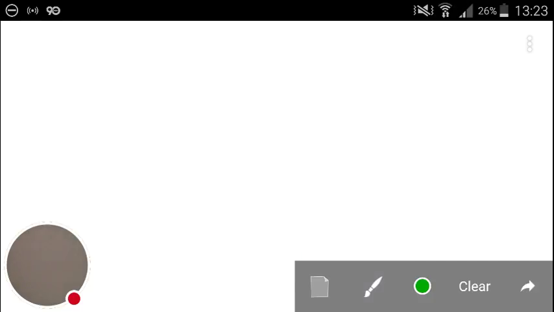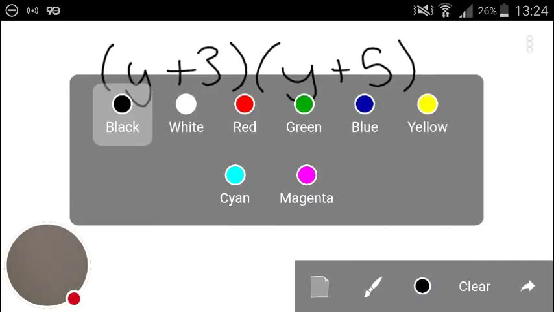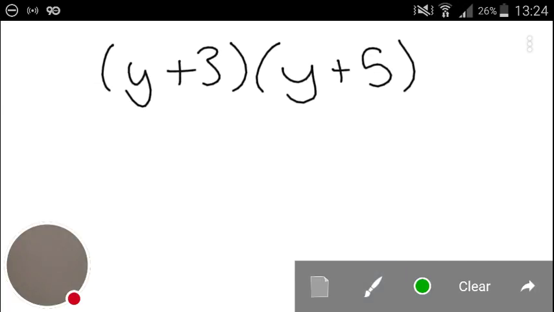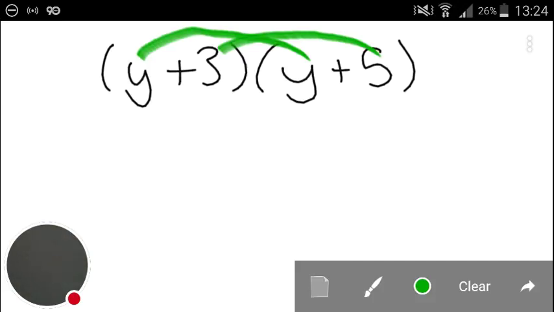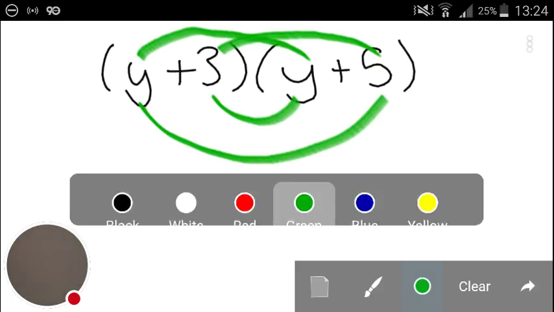So here, I have y plus 3, close bracket, open bracket, y plus 5. Now the method that I prefer to use is more commonly known as eyebrows and a smile. So I get those two, drawn some eyebrows on, draw myself a nose, draw myself a smile. Looks like quite a sleepy person, just giving a sleepy smile, should we say.